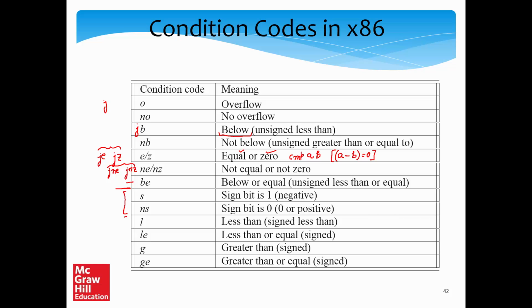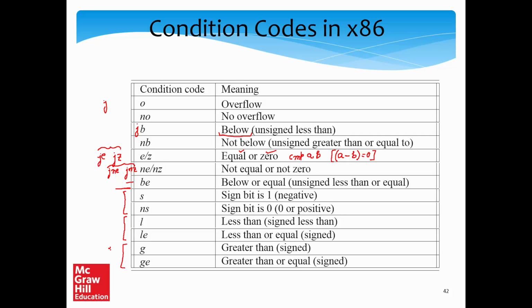Now we have some signed operators, L and LE. So L means less than, signed less than. This is a signed comparison. LE means less than or equal, signed. G and GE mean greater than and greater than or equal.